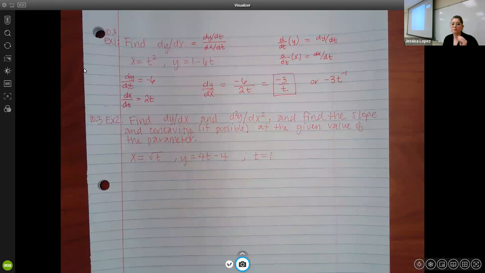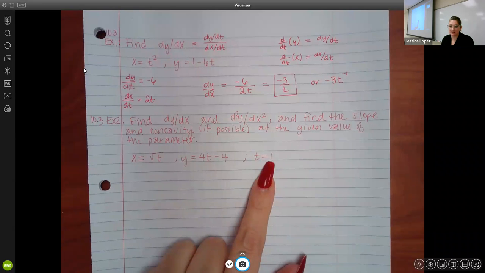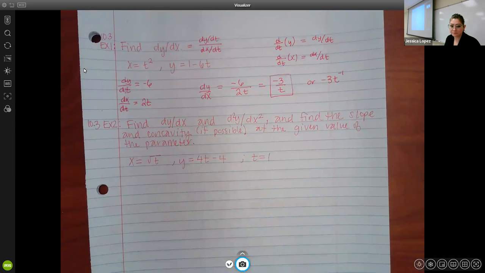Then we plug t equals 1 into the second derivative to figure out the concavity at t equals 1. So we do one derivative, plug in one, do the second derivative, and plug in one. And why am I plugging in one? Because that's the t value they gave me. If they gave you t equals 5, then you'd be plugging in 5.